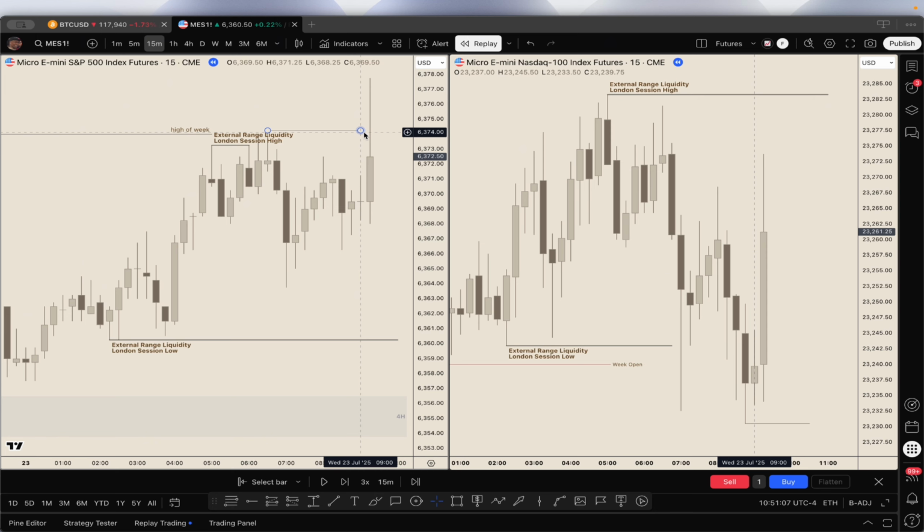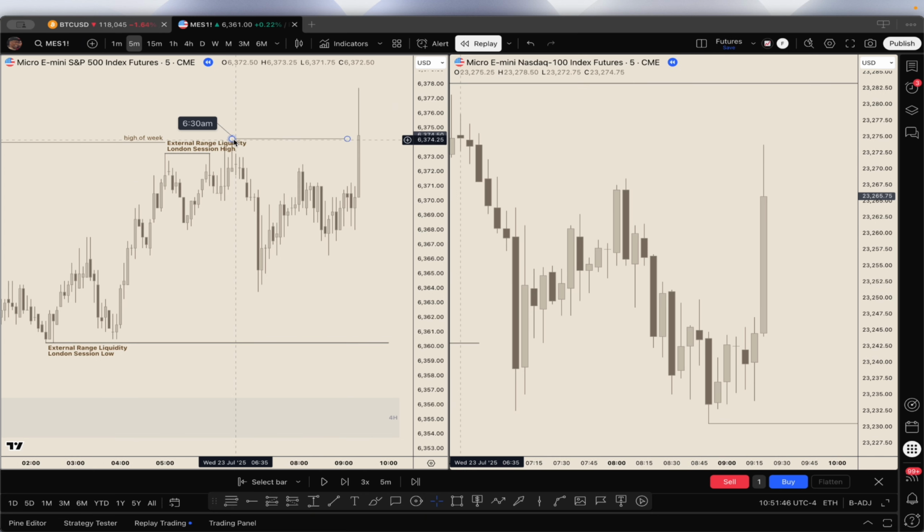If you look at this same price action over here on the right on Nasdaq, you can see how Nasdaq couldn't even get above London session high. So I took this as some divergence and I prioritized selling on the S&P. So if I drop down to the 5-minute, here you can see there's that 6:30 a.m. high that took out my London session early before market open. Over here at 9:20, you can see here is the candle taking out that 6:30 a.m. high.